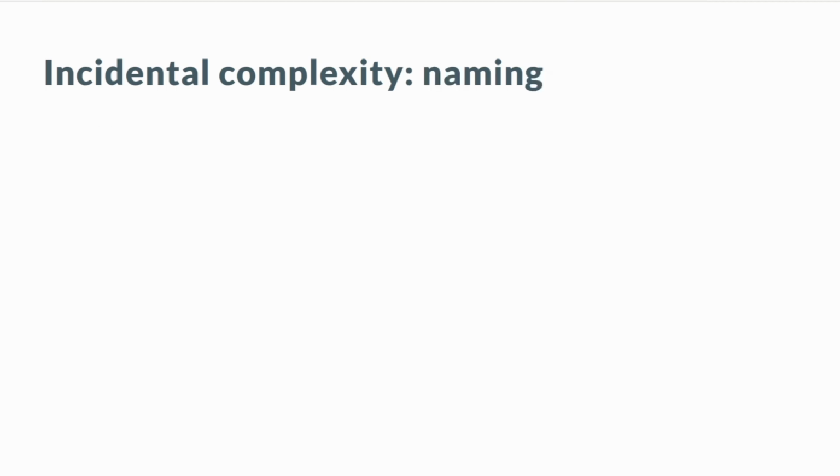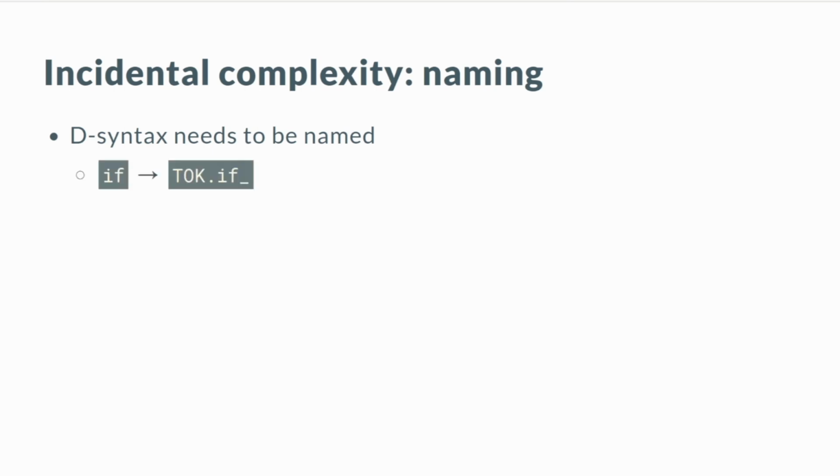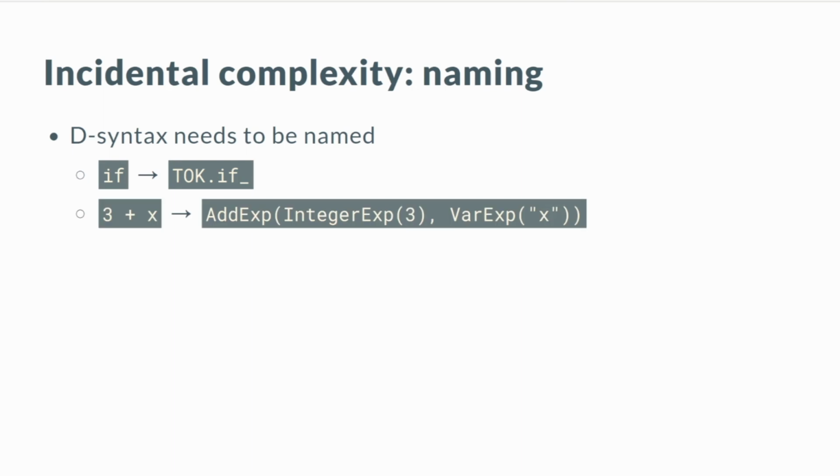Naming things is also a source of incidental complexity. D syntax needs to be named using identifier characters only, and the compiler is in this awkward position where it needs to refer to its own keywords. So an if token is defined in the TOK enum as if_ to make it a valid identifier. Each part of an expression needs to have its own name. The plus operator gets turned into an AddExp, but it could have also been called a PlusExp or a SumExp.